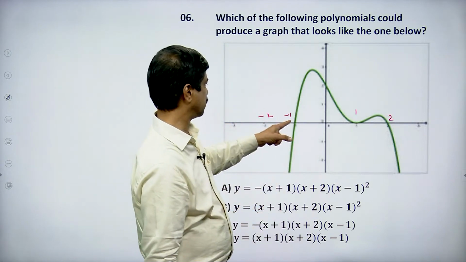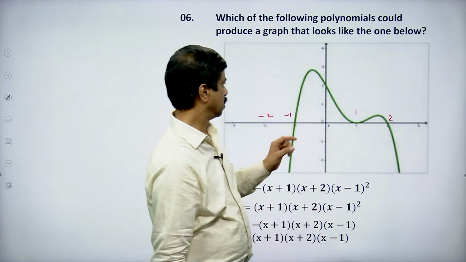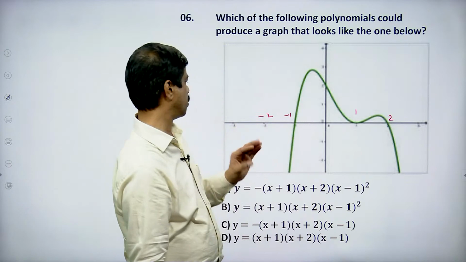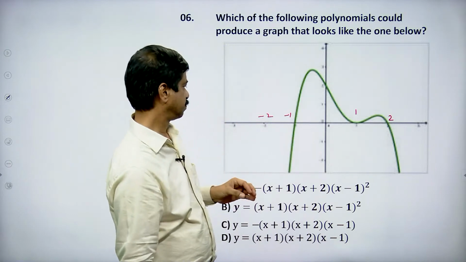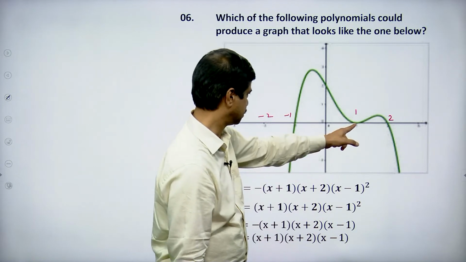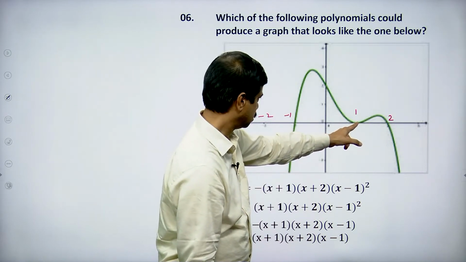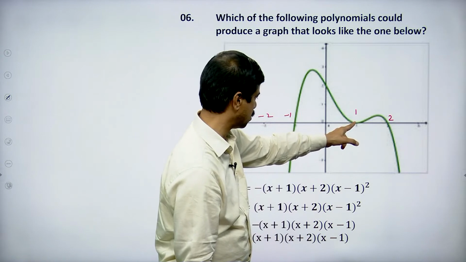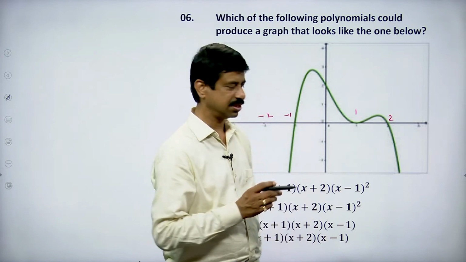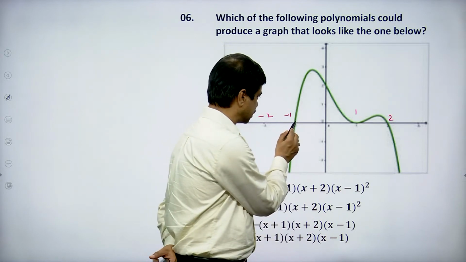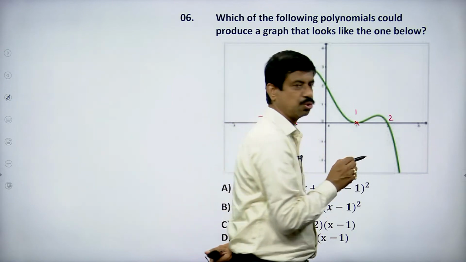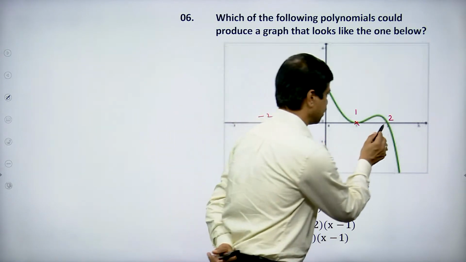So when x is -1, it is 0. When x is 1 also it is 0. When x is 2 also it is 0. So 3 points it is 0. Here it is 2 values because it is touching, no? So x equal to 1 means x minus 1 whole square you should get. See, already we have done in quadratic equations. When it is cutting x-axis, it is only one value. If it is touching x-axis, it is two values. If it is cutting, one value.